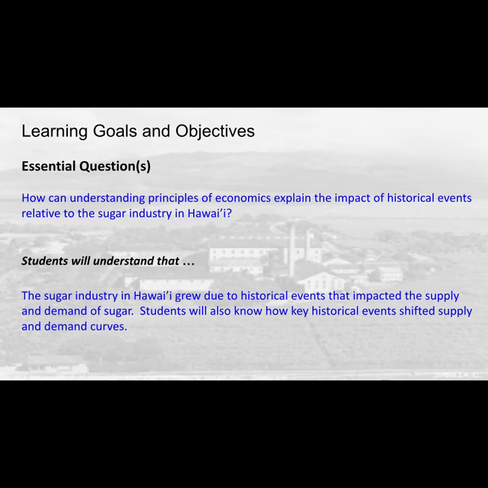In this lesson, students will understand that the sugar industry in Hawaii grew due to historical events that impacted the supply and demand of sugar. Students will also know how key historical events shifted the supply and demand curves.